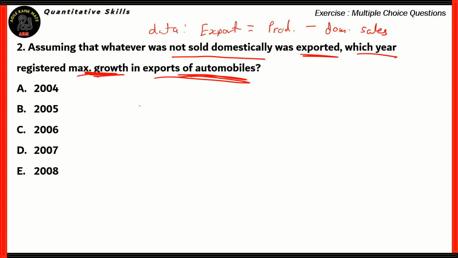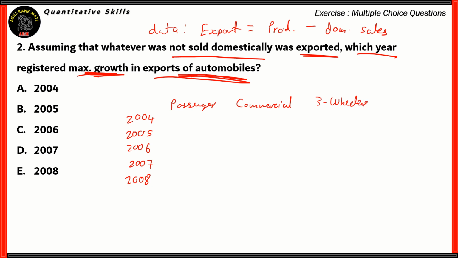So let's create a table for exports. So that's 2004, 2005, 2006, 2007, 2008 on the column side, and on the first row we have passenger, commercial, three-wheelers, and total.